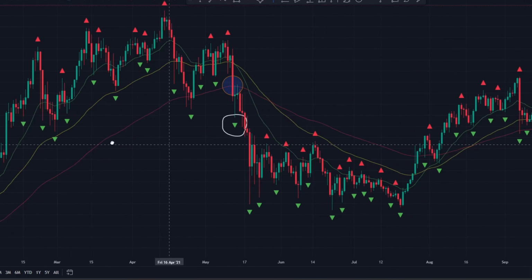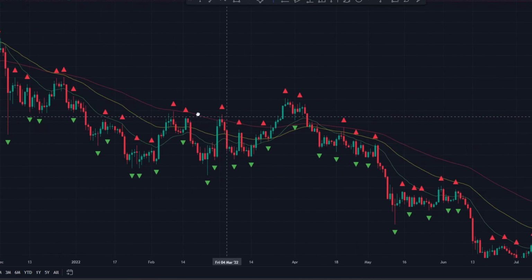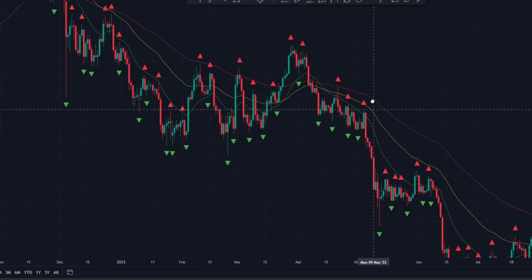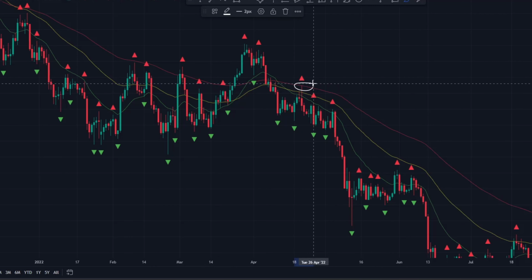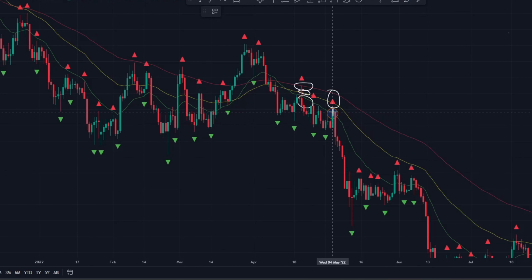Now let's talk about short trades. The process is similar but reversed. First, make sure the 100-day moving average red line is above the 50-day yellow line, and the 50-day is above the 20-day green line. Wait for the price to move above the 20-day moving average, and then wait for the Williams Fractals to show a red arrow. Once you get the red arrow, it's your signal to enter a short position, sell.